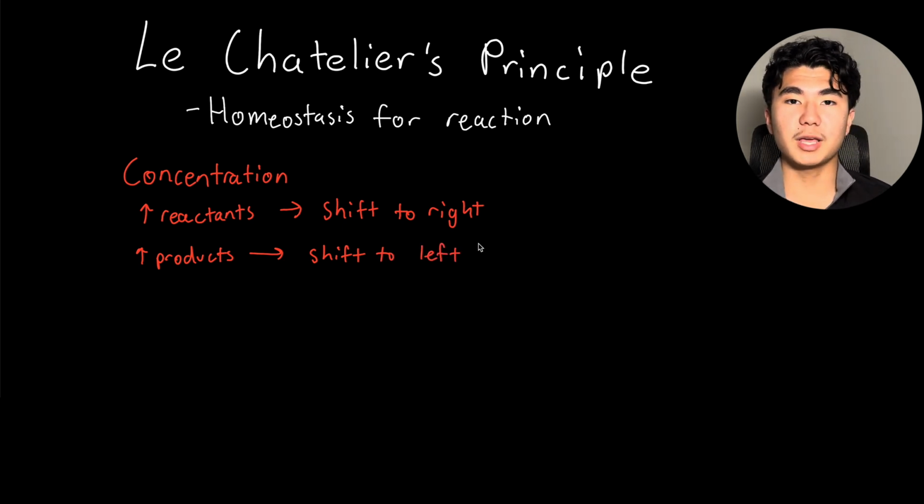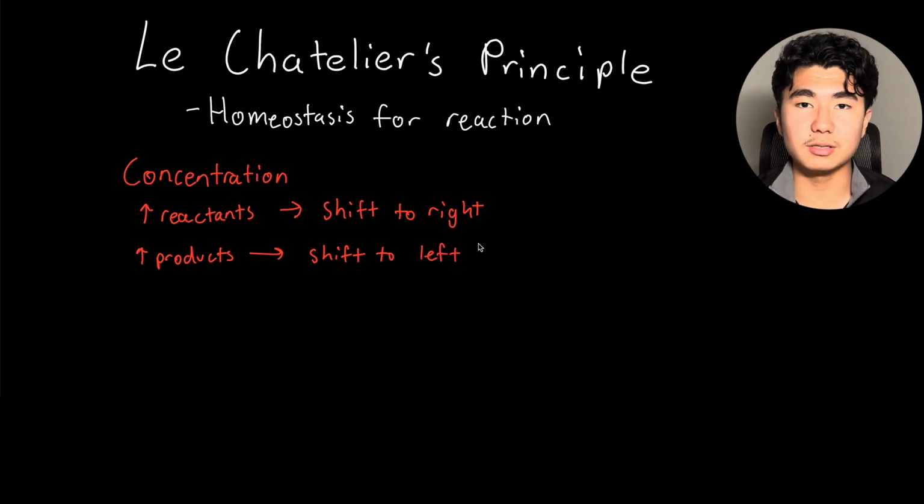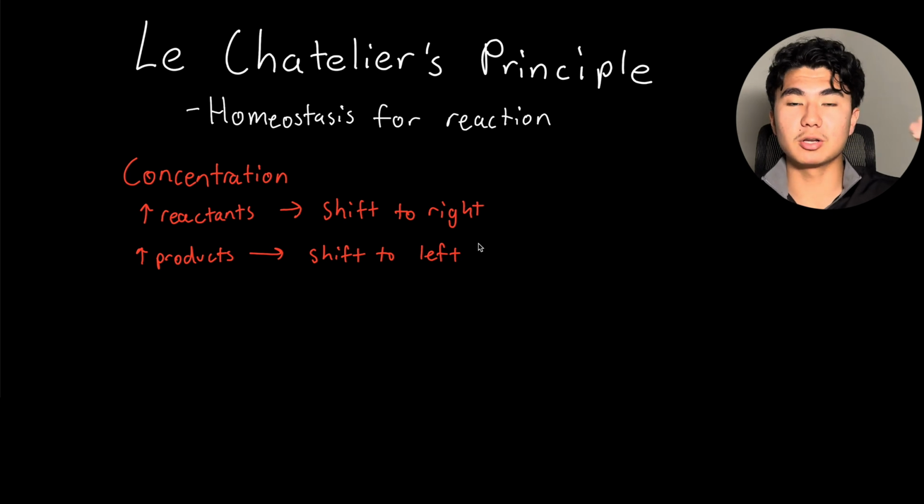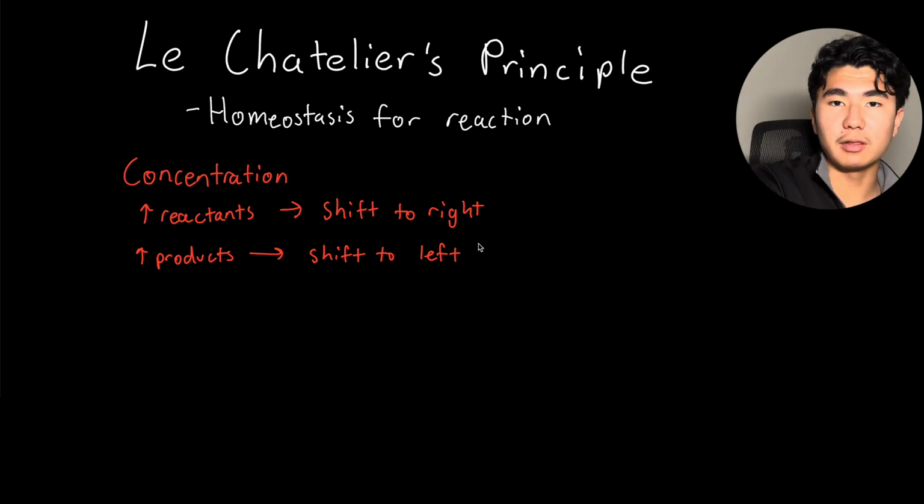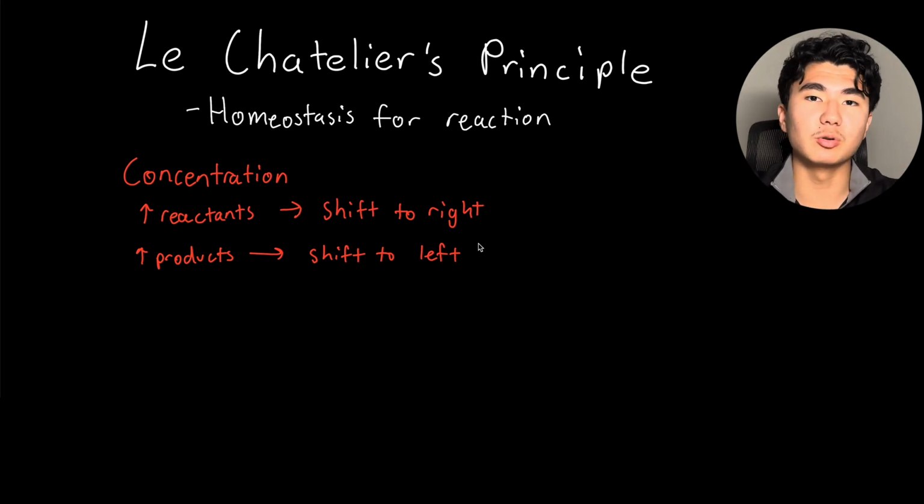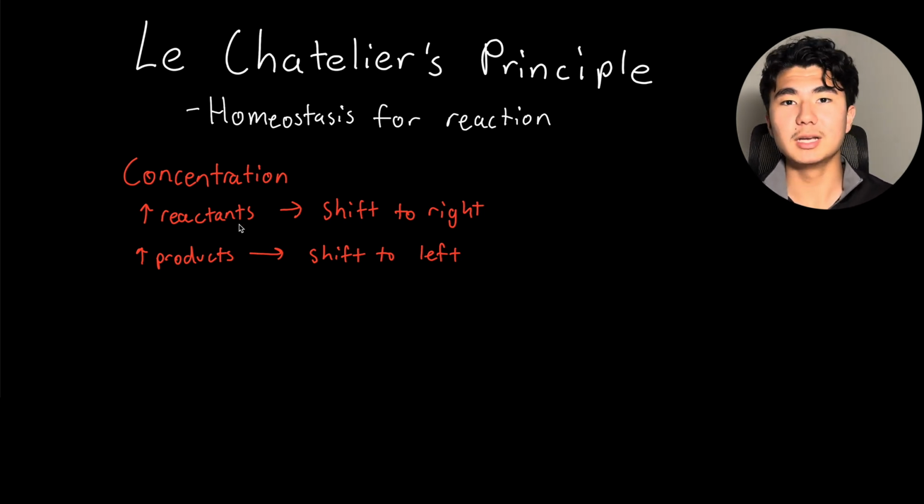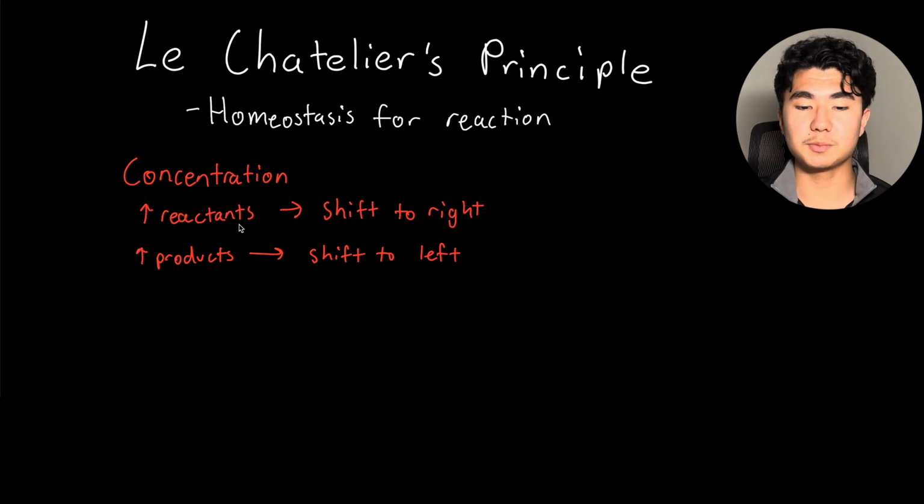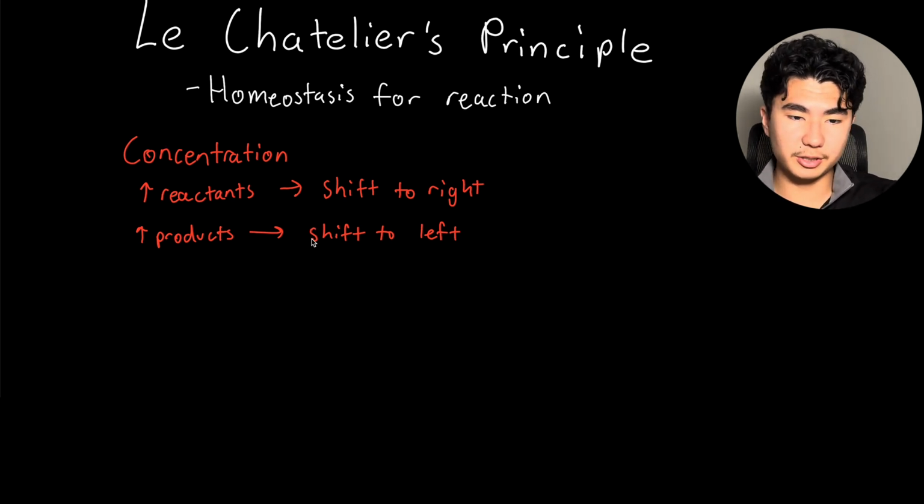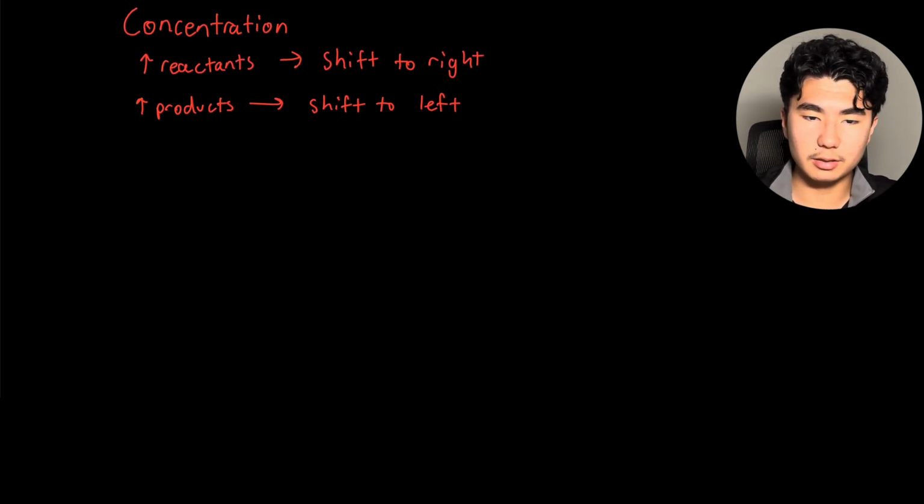And this is because we have more products. Think of the seesaw example. We're having more products, or more weight, on the right-hand side versus the left-hand side. So to balance that, we need to add more stuff to the left-hand side in order to bring that back to equilibrium. So that's concentration, and if we had less reactants, it would shift to the left. If we had less products, then shift to the right. So you can think of it as vice versa.